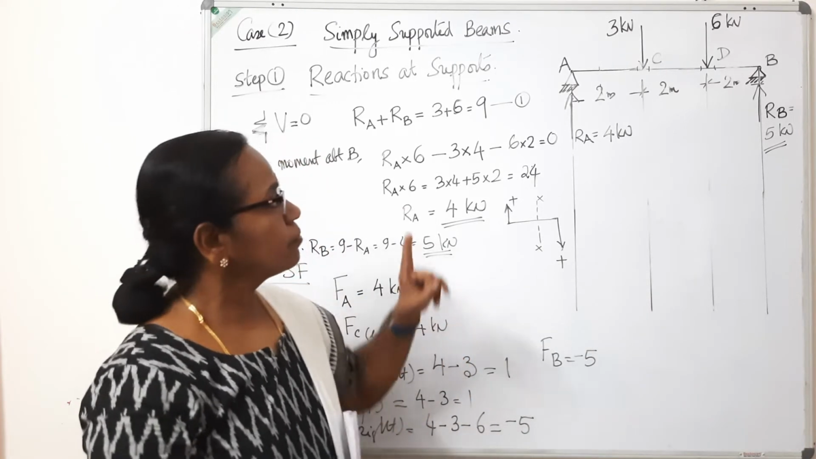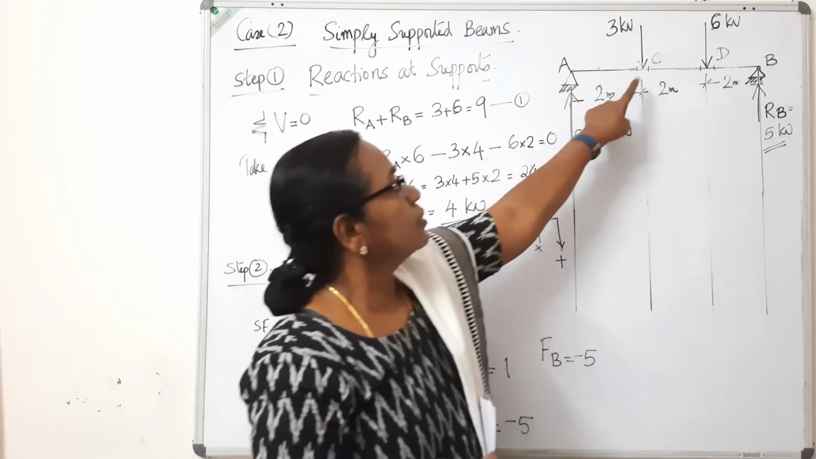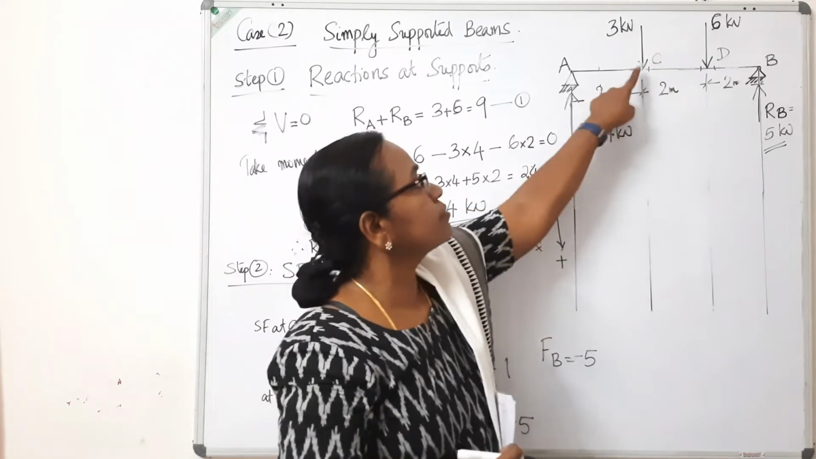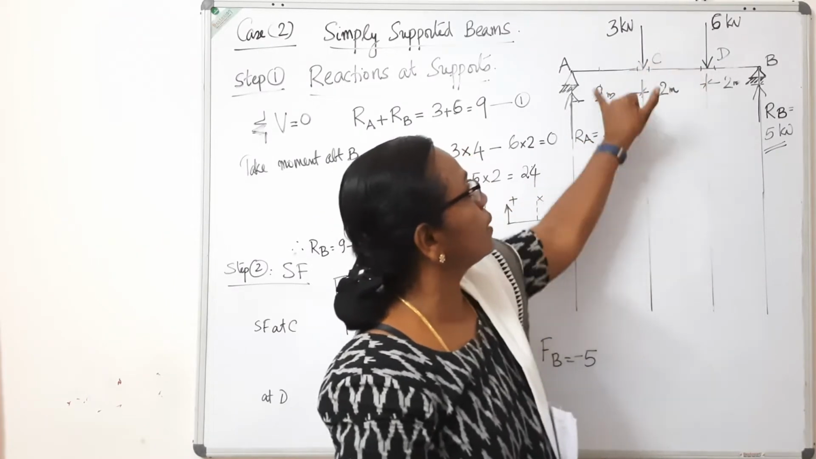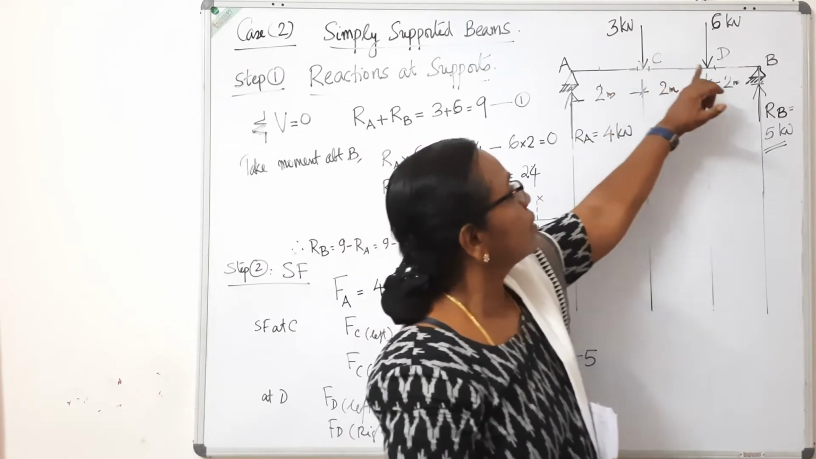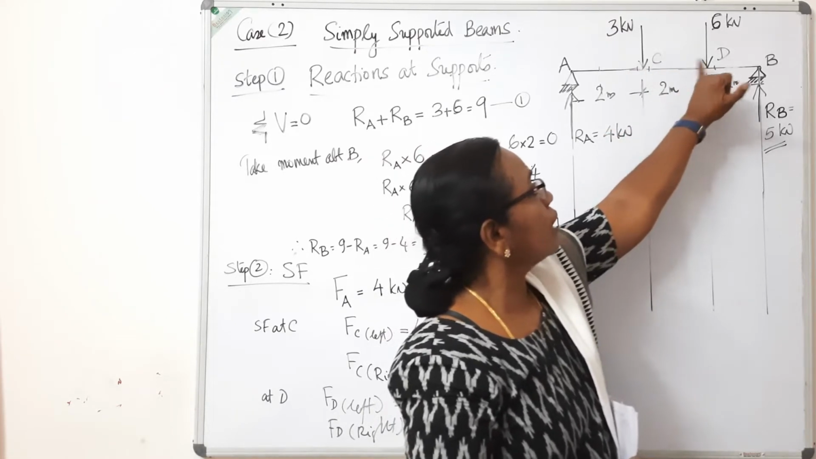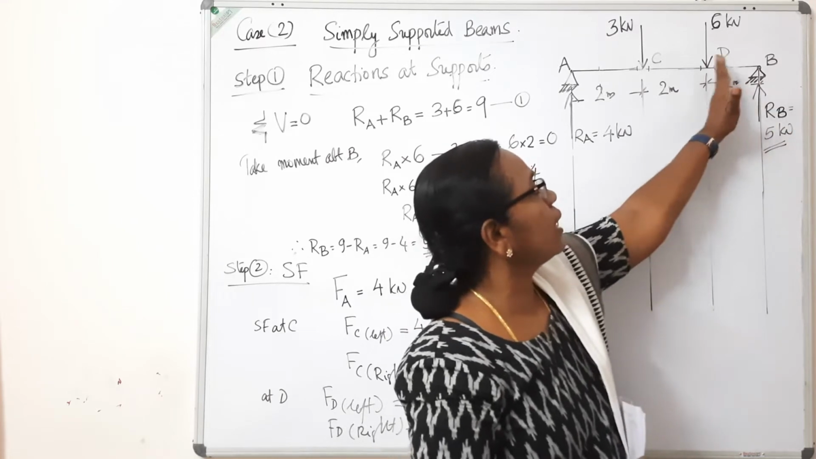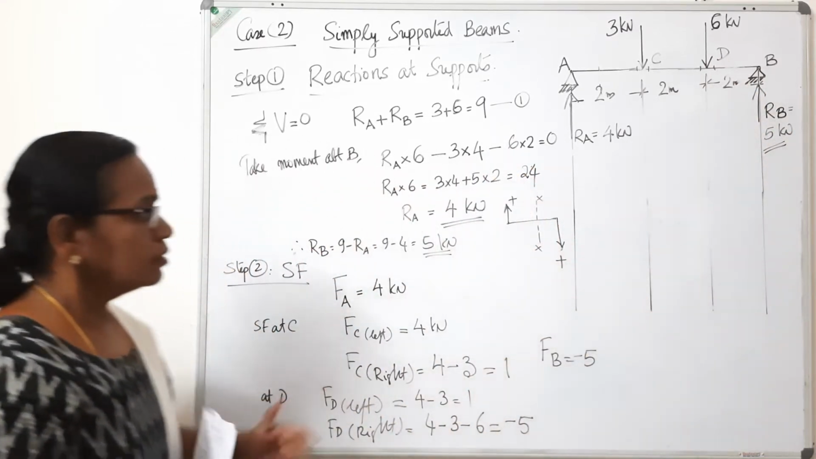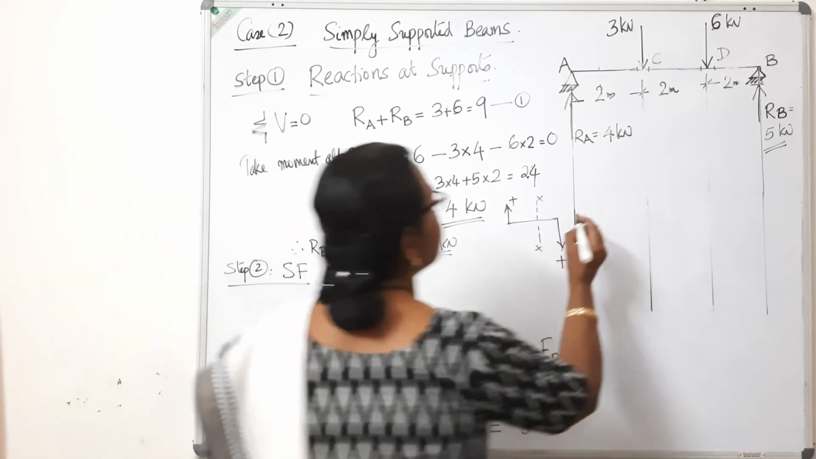So I'll repeat. FA plus 4. FC left also 4. FC right 4 minus 3. FD left 4 minus 3. FD right 4 minus 3 minus 6, and FB and FD right are the same. Now let us draw the diagram. Once you draw the diagram, it will be more clear to you.